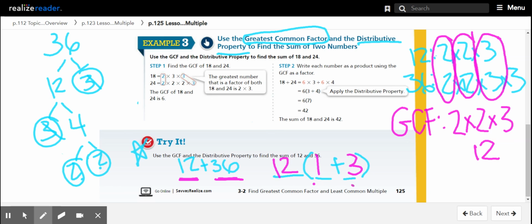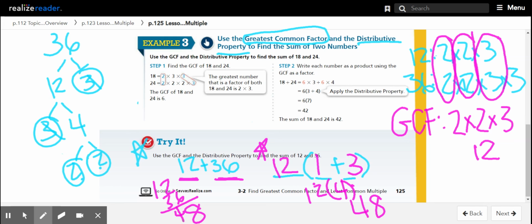Now I'm going to check and see if I'm right. I first can solve here. 1 plus 3 is 4. 12 times 4 is 48. Am I right? Well, let's add 12 plus 36. 48. Those answers match, and so I know I'm correct.